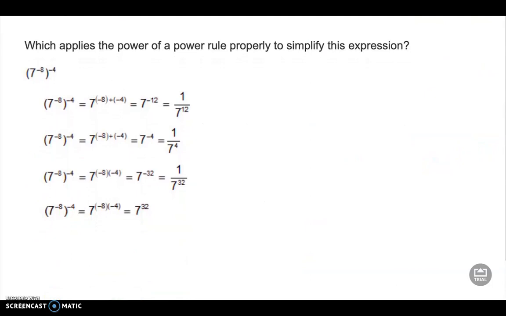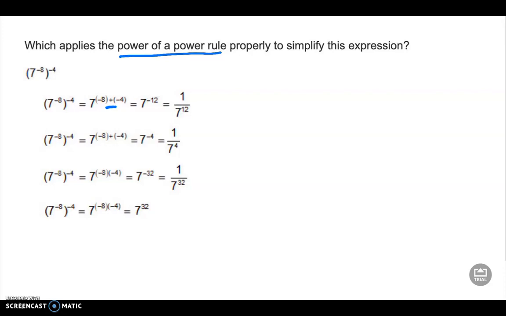Which applies the power of a power rule properly? So we want to look at the power of a power rule. Remember, these are the ones where, if we're applying a power of a power, we're going to be multiplying the exponents. Let's just see which one. This says negative 7 to, we're going to add them. That's not correct. That would be as if they were being multiplied by each other.